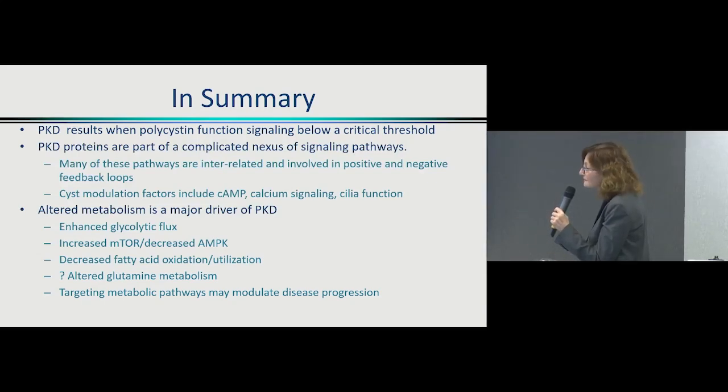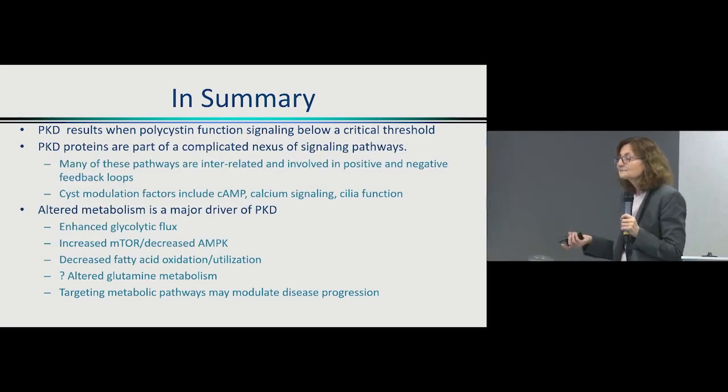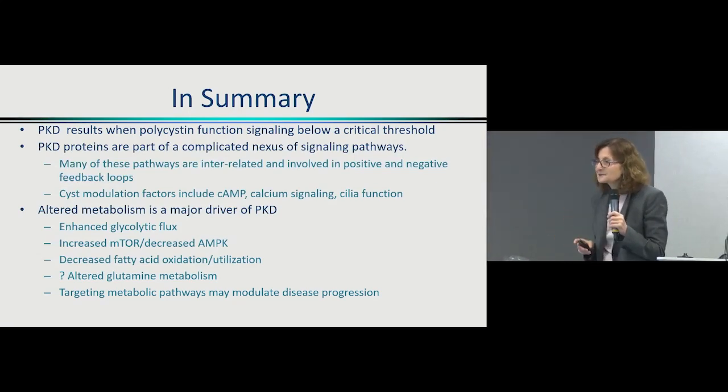We have enhanced glycolytic flux, which we went through, increased mTOR signaling, decreased AMPK, decreased fatty acid oxidation and utilization, altered glutamine metabolism, which I didn't get into. And then I think there's still a hope that targeting these metabolic pathways could modulate disease progression. And there are many, many ways to do that. And I think we're in the midst of kind of testing some of that. So I'm going to end there.